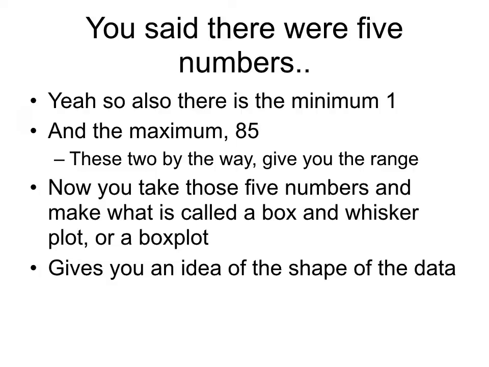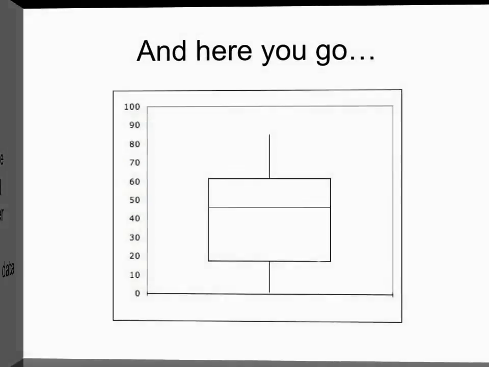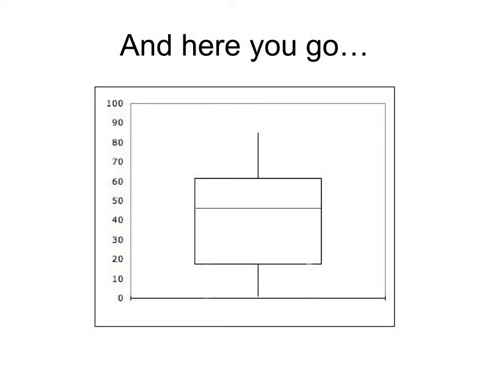All right. Now you take these 5 numbers and make what's called a box and whisker plot, and that gives you an idea of the shape. If you take a look right here, we have the median, the middle, which is 44, and the maximum at the top of the whisker, and the bottom whisker goes down to 1. Then we have the third quartile and the first quartile.